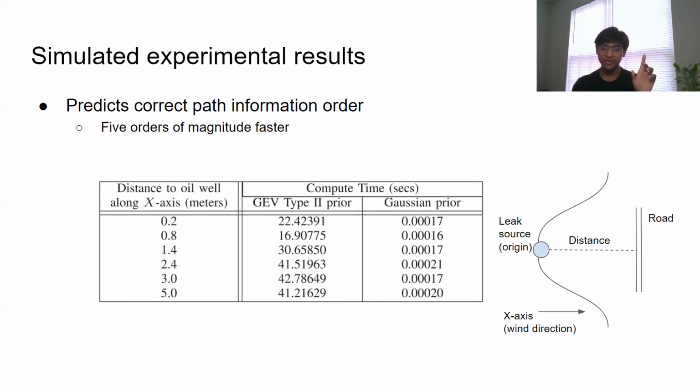We did this by considering a single leak source and calculating the information value for a road parallel to the leak at varying distances along the x-axis. Our results show that our approach sorts the 6 considered paths by their information value in the correct order and can do so in a fraction of the time compared to the prior approach.